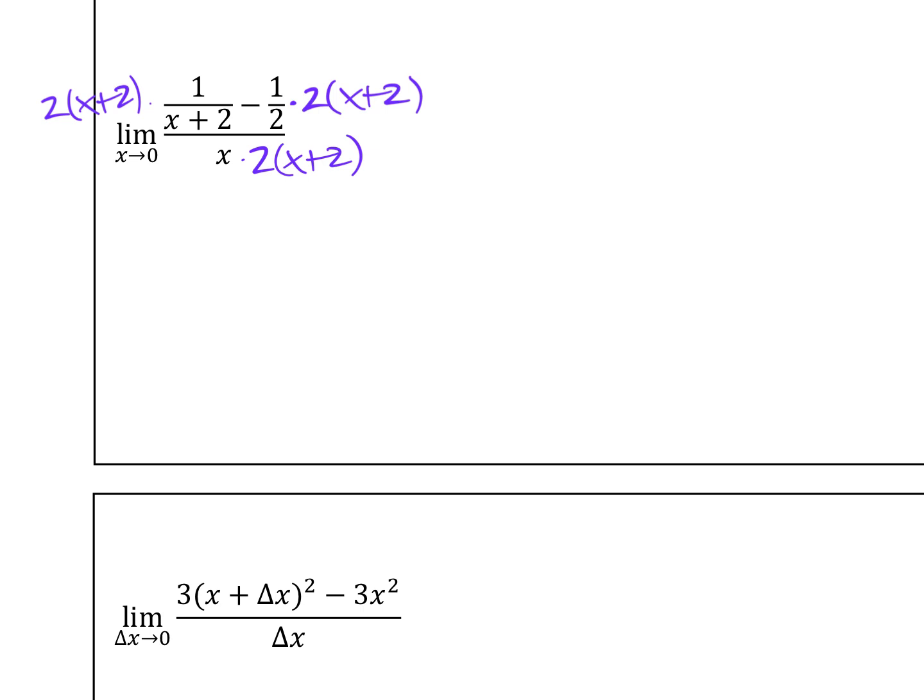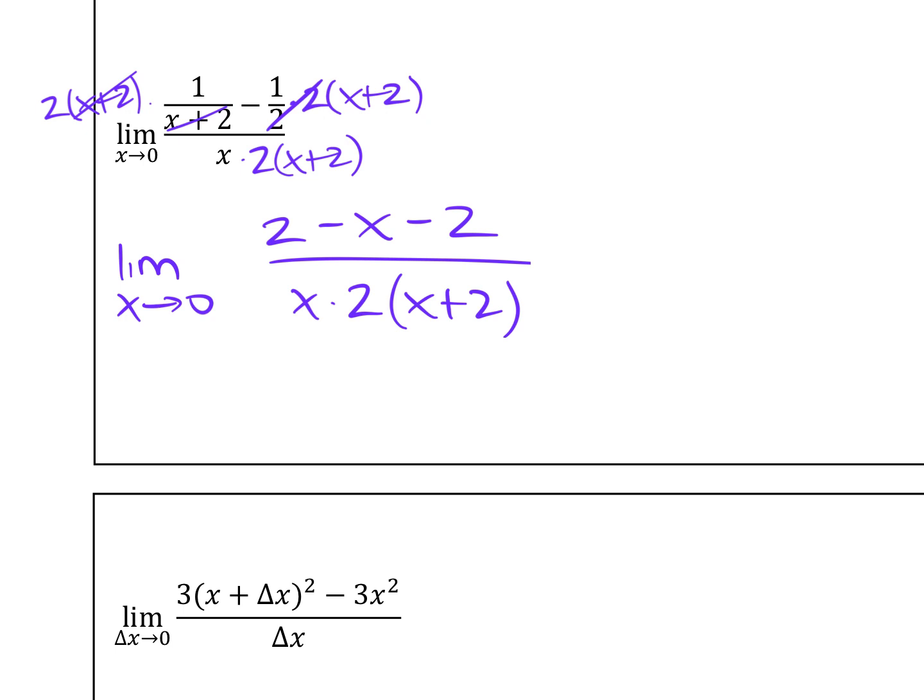Okay? All right. Take a minute and see if you can finish that one out. So what happens here? What did we forget? The negative? That's often what it is. The x plus 2's cancel, which leaves me 2. The 2's cancel, which leaves me a negative 1 that I distribute to an x plus 2.